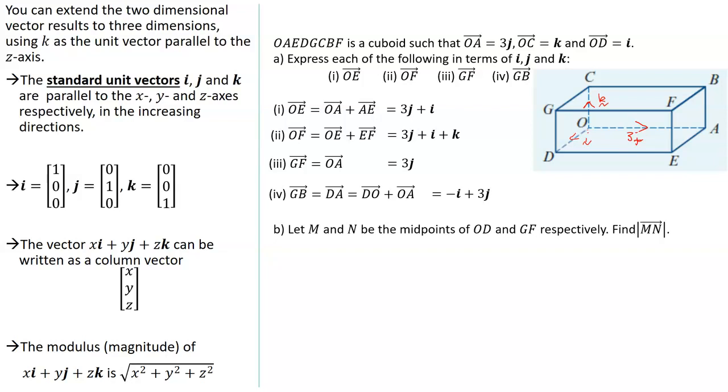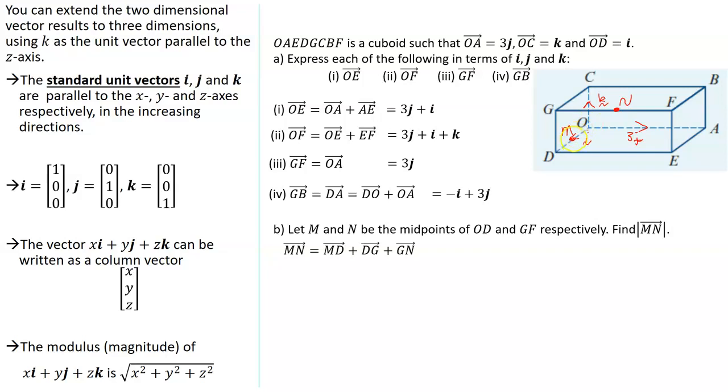So M and N are the midpoints of OD and GF respectively. So let's put those points on. That's M and N. Now I'm asked to find the magnitude of the vector MN. For me to find the magnitude, I need to know what the vector is.